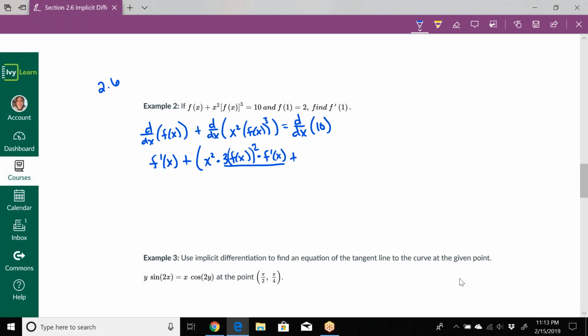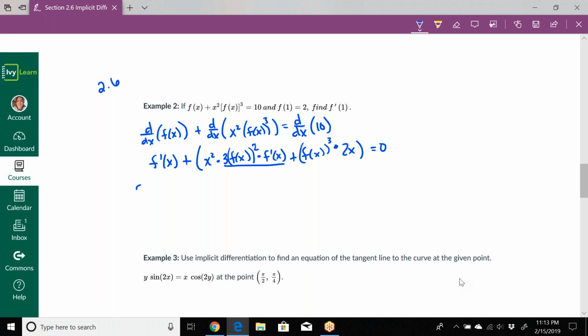Plus, then we would get the second function first this time, times the derivative of the first, which is x squared, so we can just do 2x. There's no implicit dy dx essentially in that part. And then that whole thing is equal to 0 because derivative of 10 with respect to anything is 0.